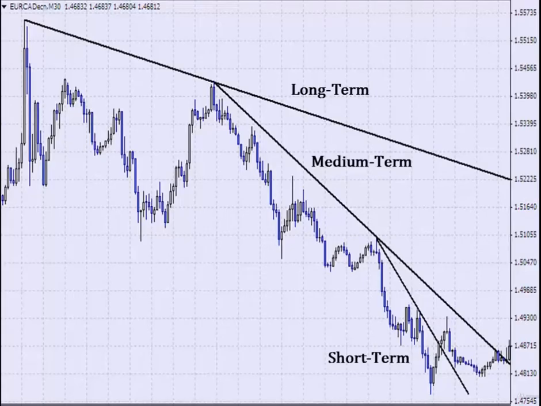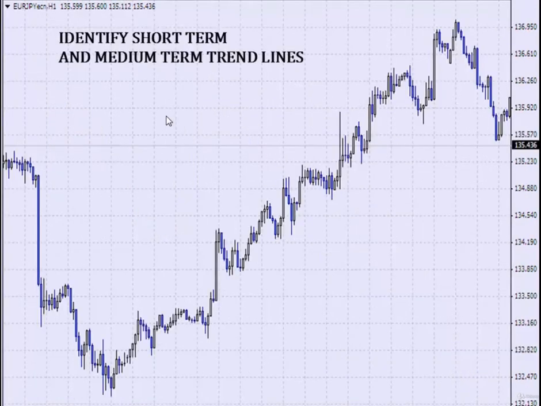Okay? Now here's an example showing the long-term trend line, the medium-term trend line, and the short-term trend line. We see the short-term trend line is drawn from the most recent A and C. Okay? Then we have the medium-term trend line and the longer-term trend line. Now pause this video for a second and see if you can identify the short-term trend line and the medium-term trend line.